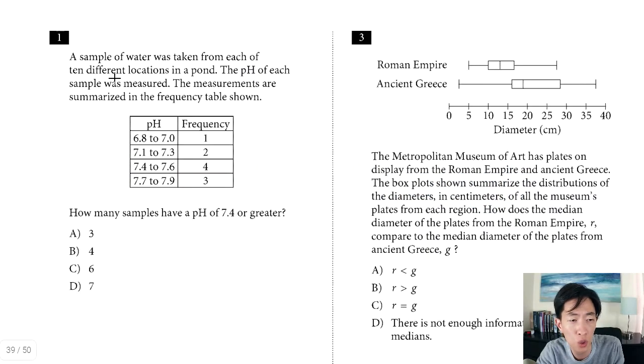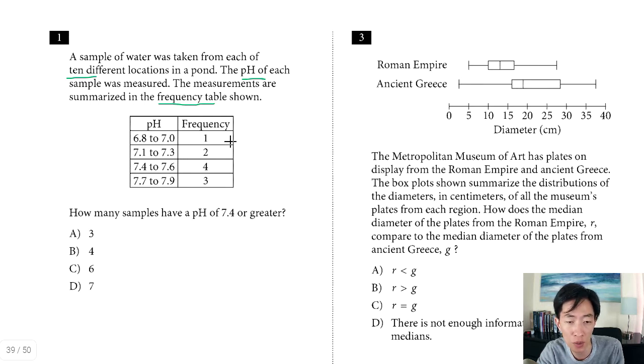Section 4, question 1. A sample of water was taken from each of 10 different locations in a pond. The pH of each sample was measured. The measurements are summarized in the frequency table shown below. Frequency table, it basically just tells you how many samples were in each range.